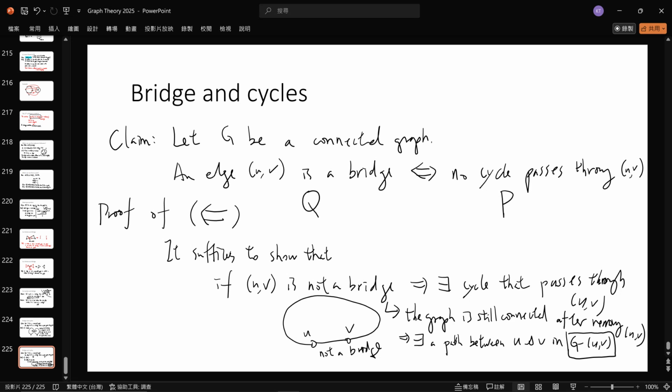Okay, so I'll use this notation G minus UV. This means I remove the edge UV from the graph. So we know that this graph is connected, because UV is not a bridge. So after removing this edge, you still get a connected graph. Since this is a connected graph, there must be a path between any two vertices, including U and V. So you have this path. Along with this edge, you get a cycle.